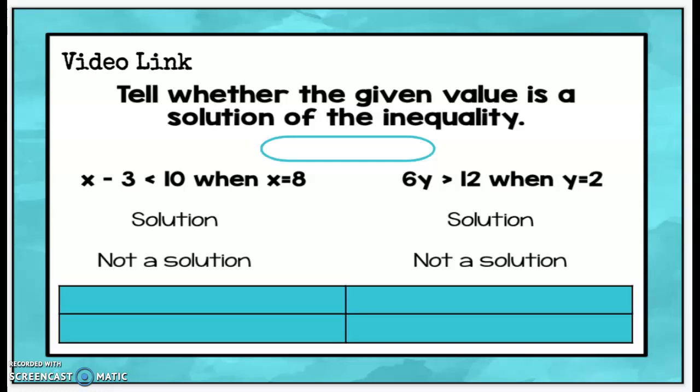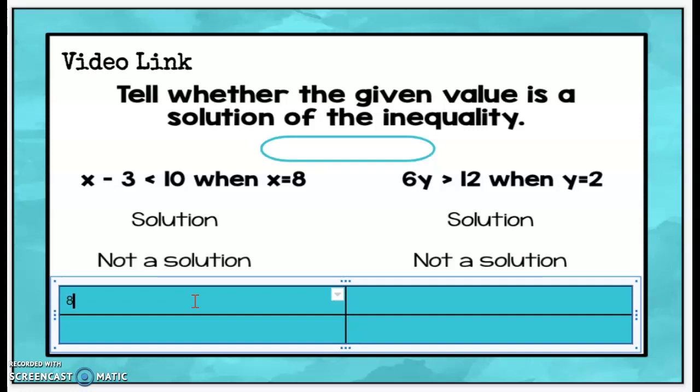All right, welcome to slide number 8. We are going to tell whether the given value is a solution of the inequality. What we mean by that is right here, we have x equals 8. So x minus 3 is less than 10 when x equals 8. So what we do is we substitute this x with 8. So down here, we're going to rewrite our equation by substituting x for 8, or 8 for x.